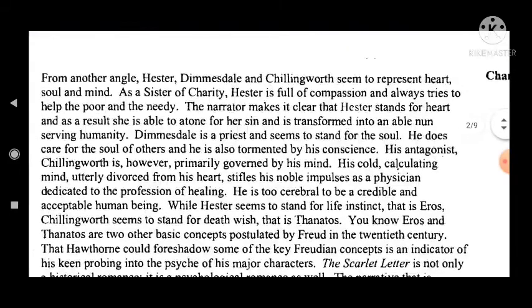From another angle, Hester, Dimmesdale and Chillingworth seem to represent heart, soul and mind. As a sister of charity, Hester is full of compassion and always tries to help the poor and needy.